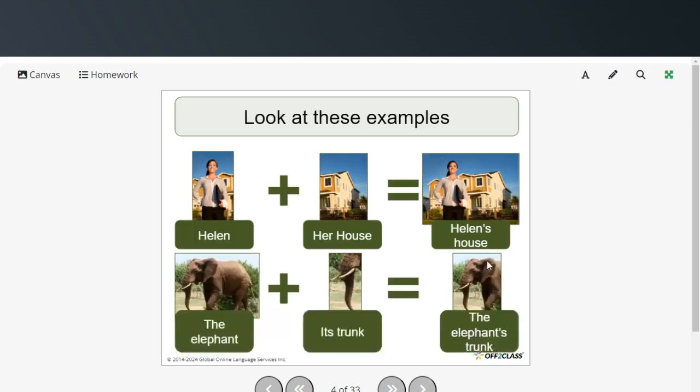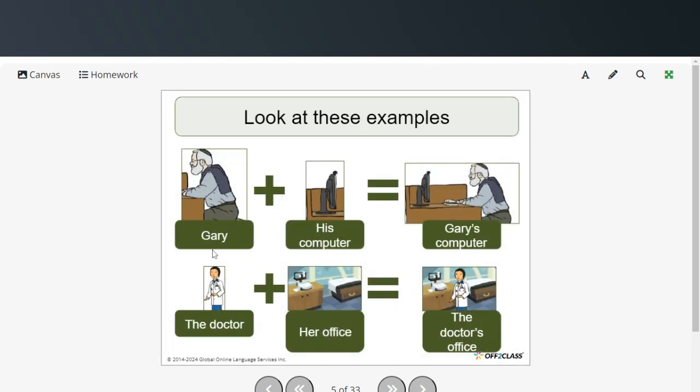Now we're going to look at some more examples. Helen plus her house: Helen's house. The elephant, its trunk: the elephant's trunk. Gary, his computer: Gary's computer. The doctor, her office: the doctor's office.